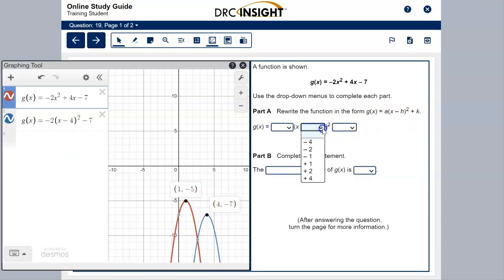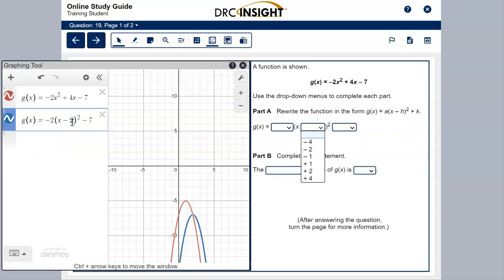So let's go back here. We chose negative 4. Let's try negative 2. That's better, but I think we need to move it further. So let's try negative 1. And look at that. It's lined up perfectly with that parabola above it. See, negative 1, negative 1.